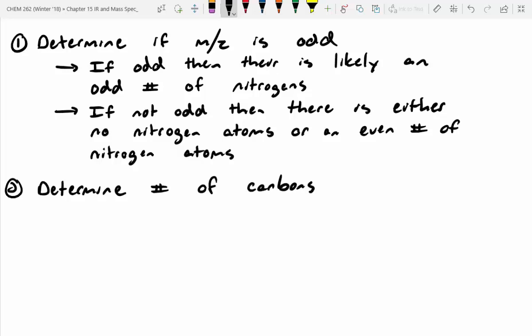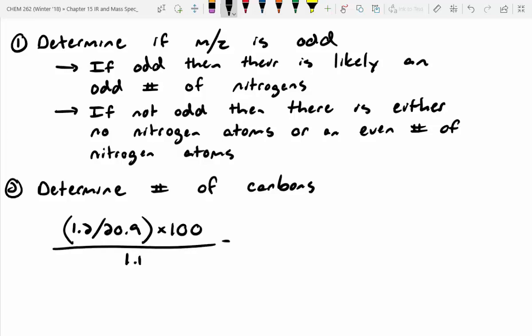All right, so what we need to do is take the intensity of our M plus 1 peak, which was 1.2%, divide that by the intensity of our parent peak, which in the chart was listed at 20.9%. We multiply that by 100. We divide that by 1.1. And what were you guys getting? About 5. So about 5 carbons.